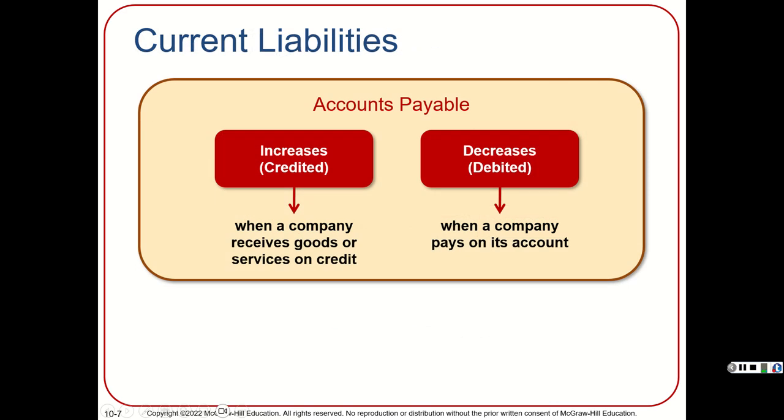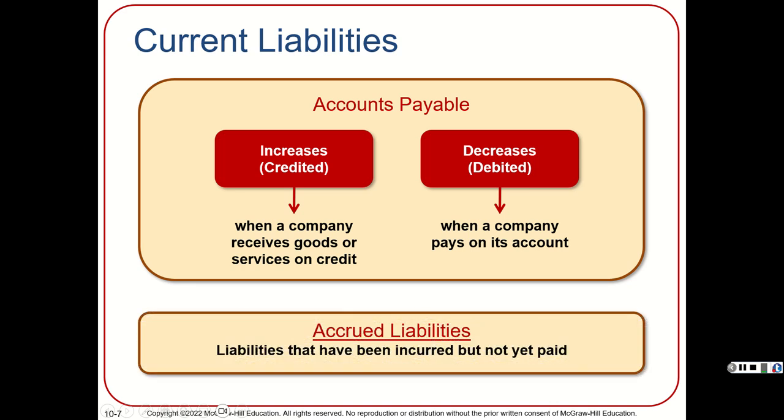So accounts payable. We know that the normal balances on accounts payable are credits, which increase the account. And when accounts payable are paid, a check is sent or money is sent via a wire, or payments are made online, those decrease your accounts payable. In other words, they are debited. Your accrued liabilities, again, are liabilities that have been incurred but not yet paid.